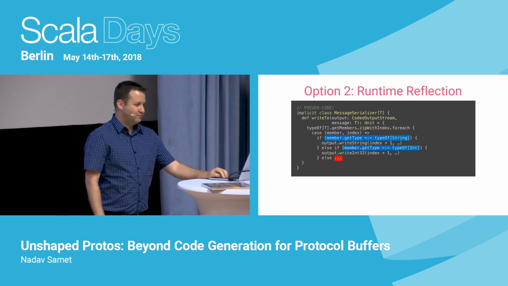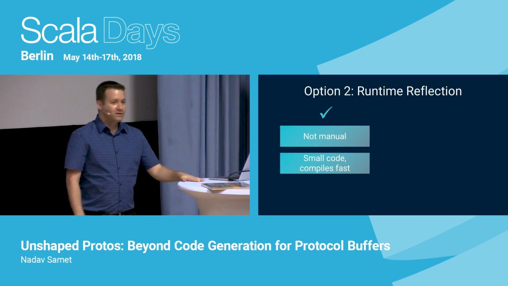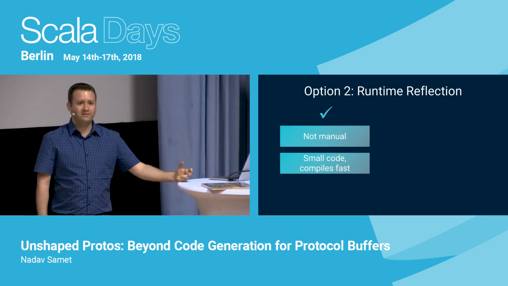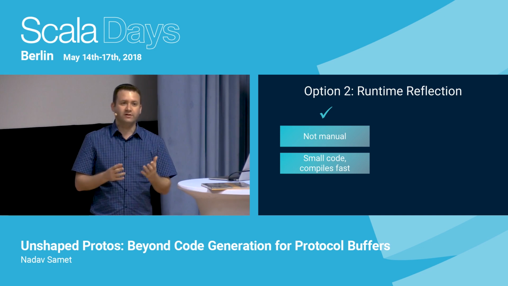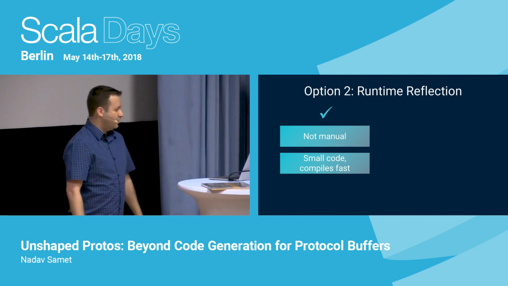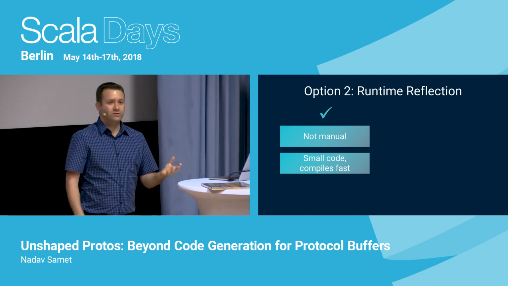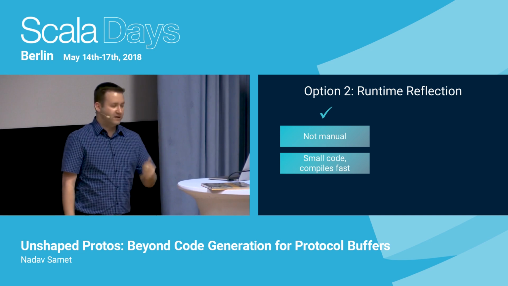Let's just review the pros and cons of this one. The good thing about it is that it's not manual, like the Bart Simpson punishment, right? We basically get a function that can serialize almost anything. And we have small code. It's just one function, just one class. It compiles really fast.